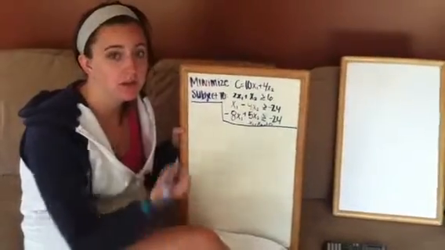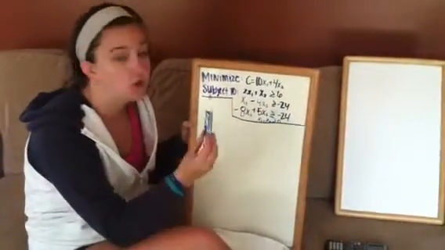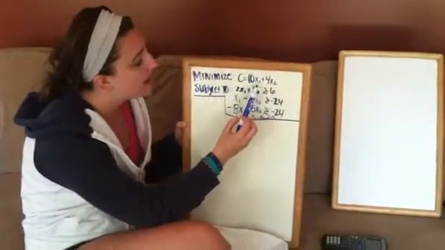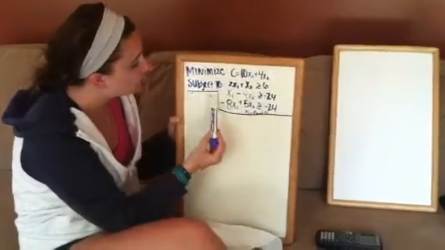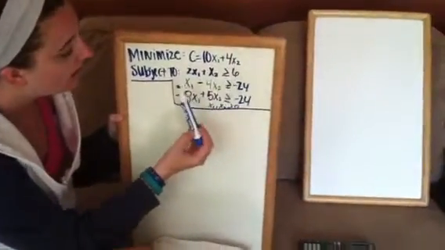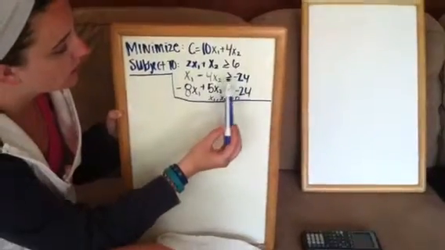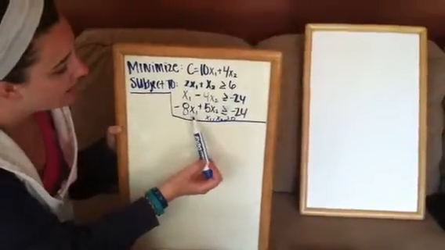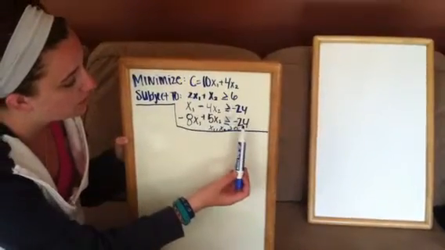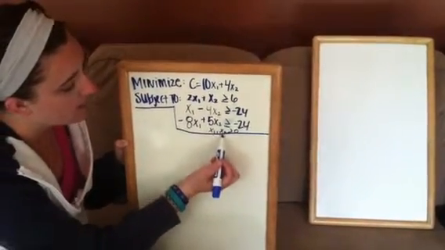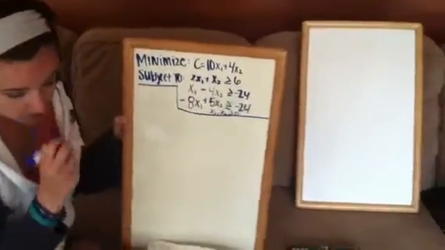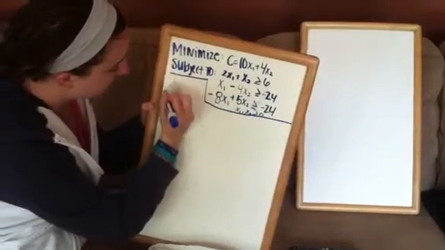Alright, I'm going to do the minimization problem, a dual minimization problem. The problem is: minimize c equals 10x1 plus 4x2, subject to 2x1 plus x2 is greater than or equal to 6, x1 minus 4x2 is greater than or equal to negative 24, negative 8x1 plus 5x2 is greater than or equal to negative 24, and then x1, x2 are greater than or equal to 0. That's right here. Okay, so the first thing you do is put it into a matrix A.